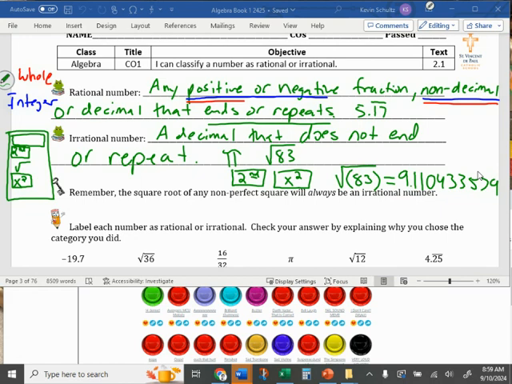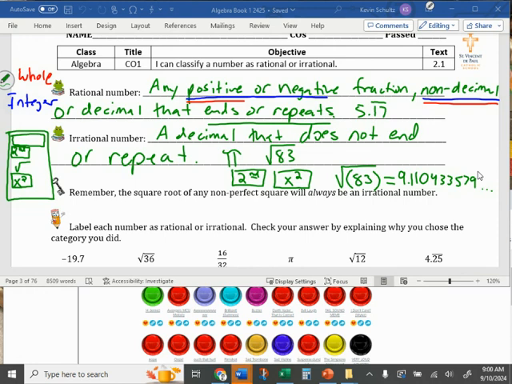So like Christian said, and I'm going to write this a little bit smaller. Colin, can you read it off for me again? I wrote it too big, sorry. 9.11 what? 9.110433579. Okay, so really, this decimal goes on forever, and we would show that by putting a dot, dot, dot. That means it goes on forever, it's an irrational number.